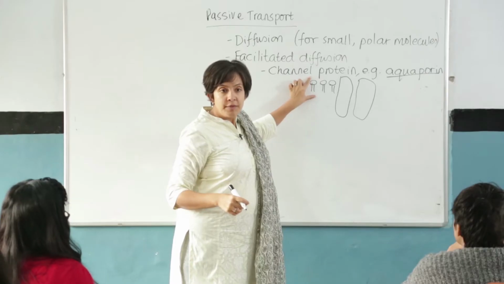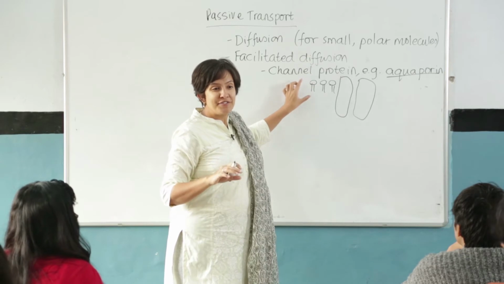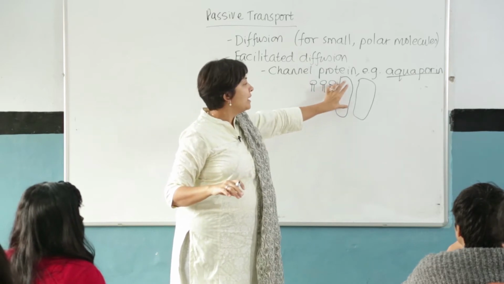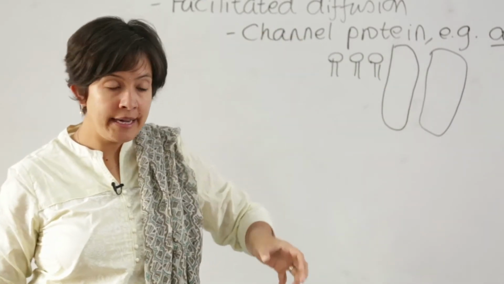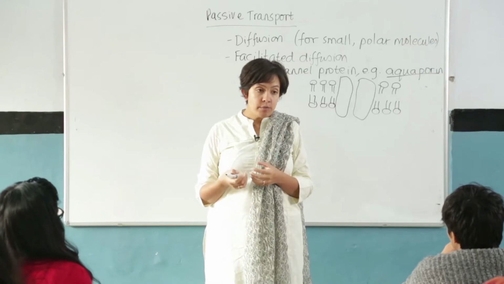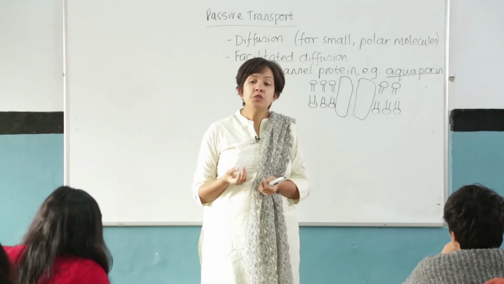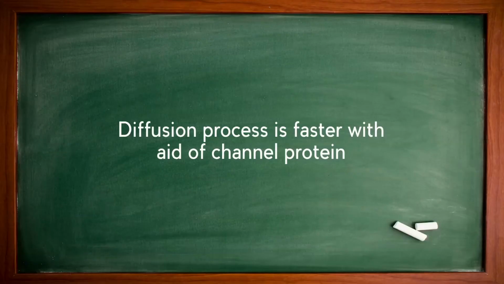Here's my phospholipid bilayer, or at least half the phospholipid bilayer, and then I've got my aquaporin protein going right through that bilayer. The reason that we need proteins like aquaporins, these channel proteins, is that diffusion is quite a slow process. And so if we have a channel protein positioned in the membrane, then it means that diffusion can just be a lot faster.